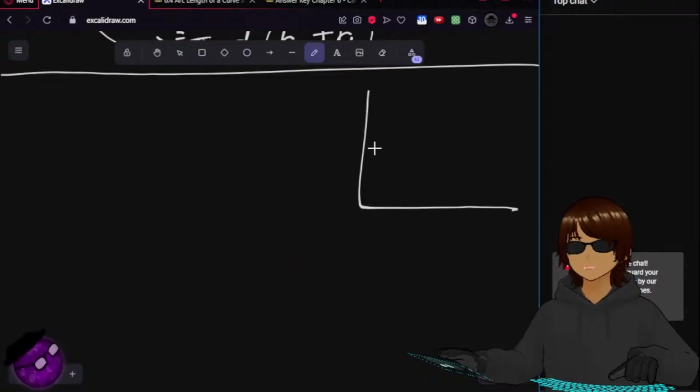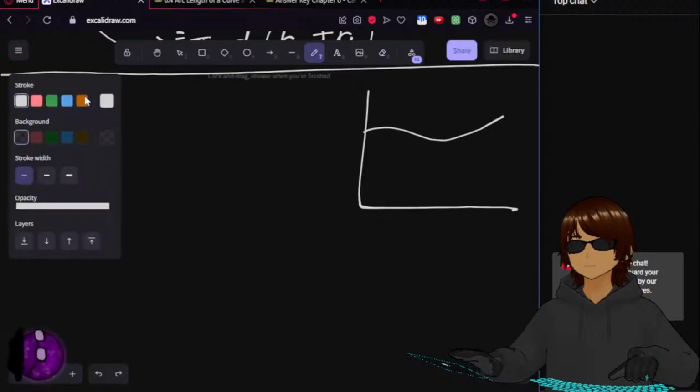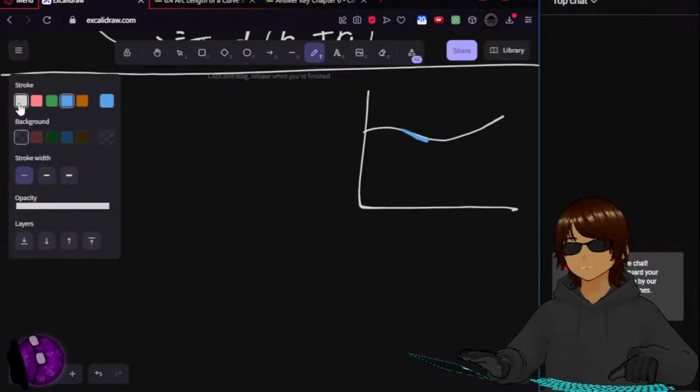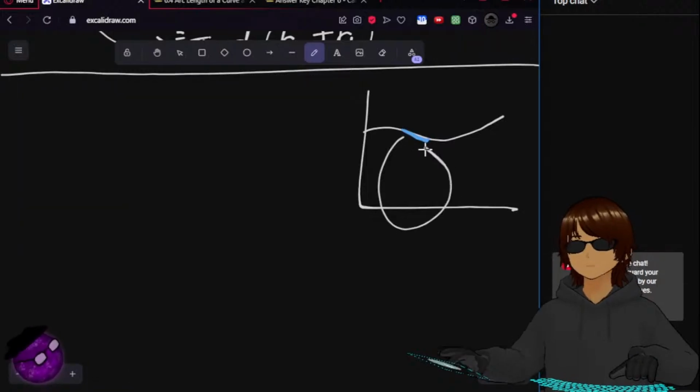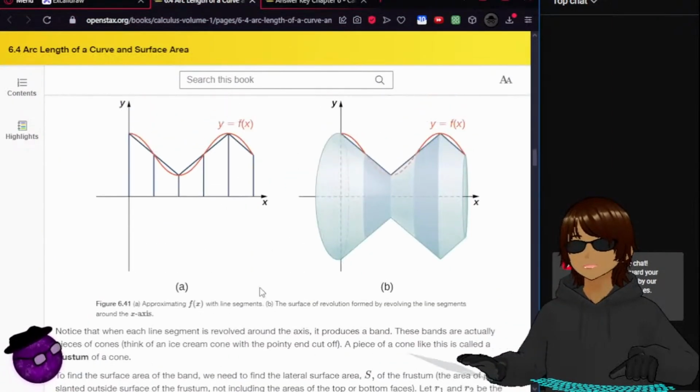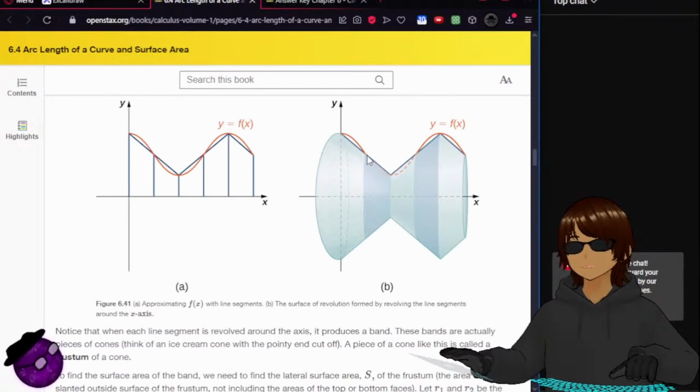So basically, we have a graph. If we want to find the arc length, we can take this, draw two lines, right? And then revolve this around and find the surface area of this using the formula for frustum. So what I can do is, let's go back here, like this. So yeah, see what they're doing here is taking one line segment, revolving it around, and then they're calculating the surface area of one of these bands.